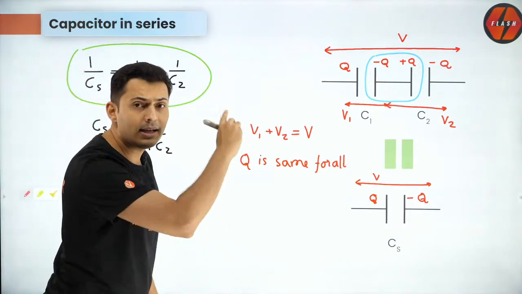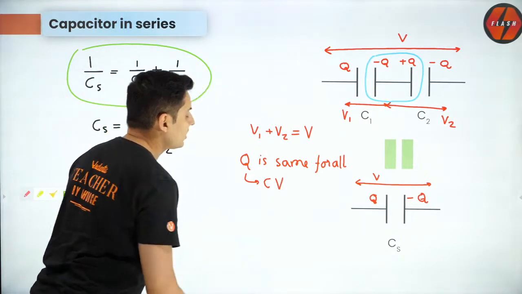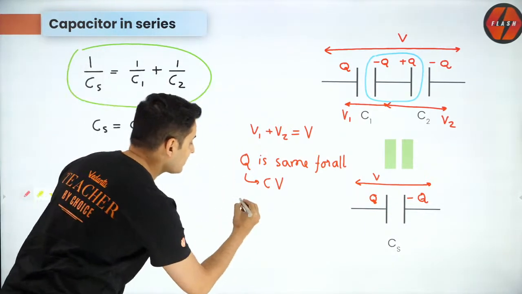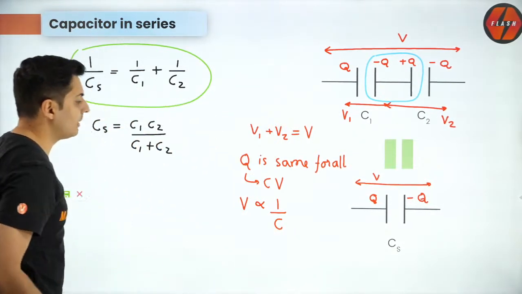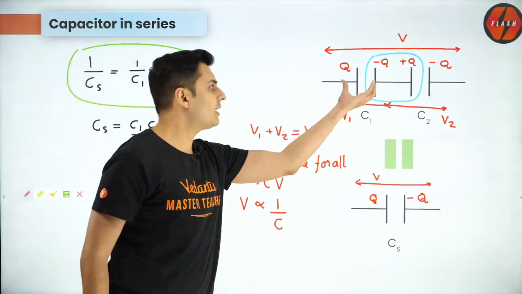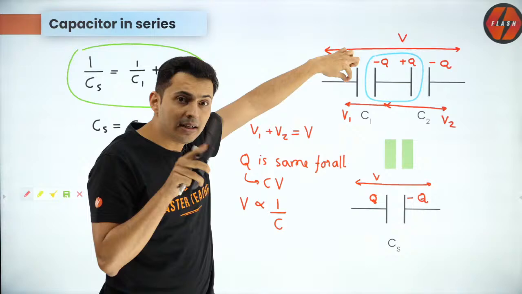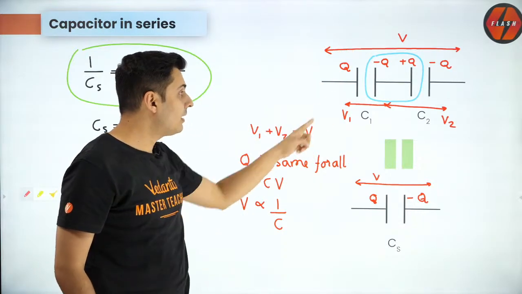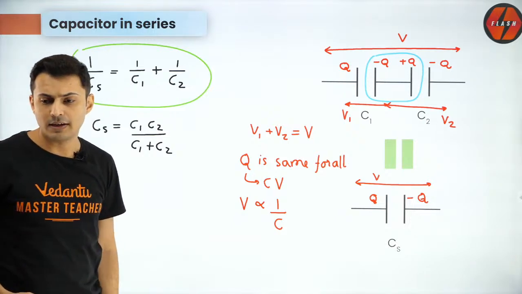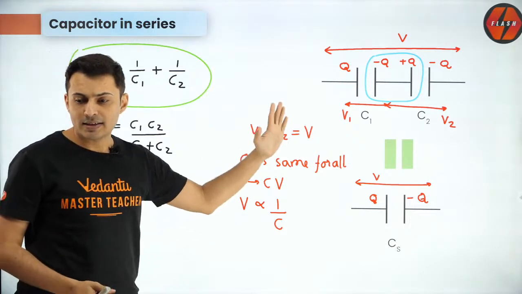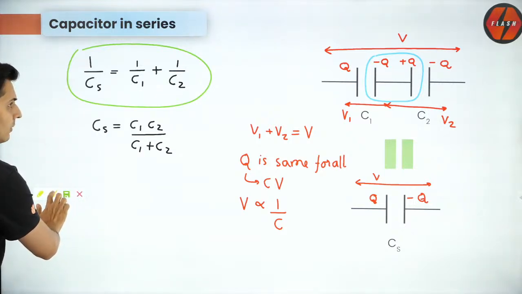Now if you recollect, Q was also equal to CV. Q was also equal to CV. That means the voltage drop is inversely proportional to the capacitance. If something has more capacitance, the voltage drop across that capacitor in series will be less, because they are inversely related to each other. Alright, so that's how it is. Very, very important. Now let's play around with it a little bit more.